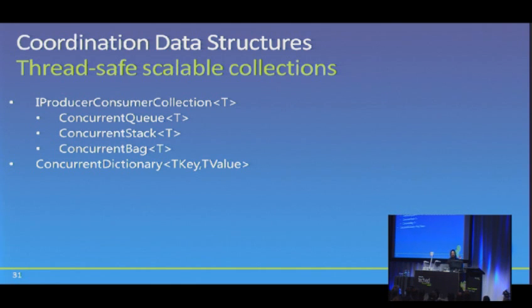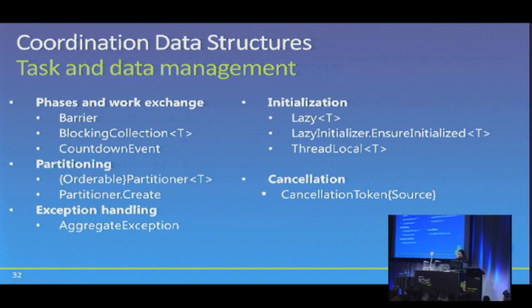So there are 3 chunks of coordination data structures. The first one is thread-safe scalable collections, so concurrent collections that you can use from different threads, and they will continue to run efficiently even as you use them from different threads. They'll minimize the amount of locking they have to do, and when they do have to lock, they'll lock very efficiently. There's a bunch of classes for task and data management: things like Lazy<T>, ThreadLocal<T>, the AggregateException we talked about earlier, the partitioner classes we talked about earlier, things like that. CancellationToken, our friend that causes lots of exceptions, that's a bonus.